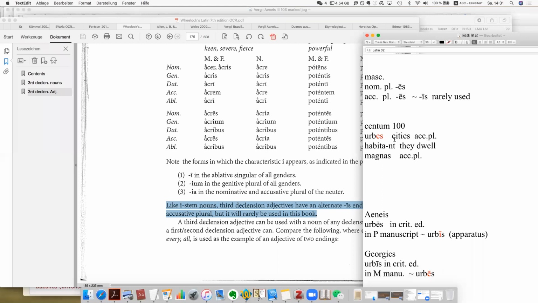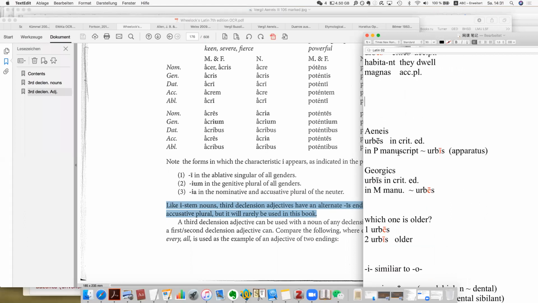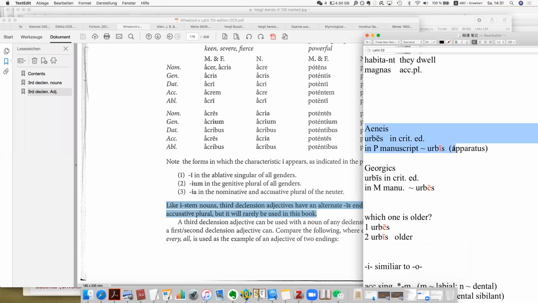And then we checked the critical edition, and it has a very interesting distribution. Why? Because in the Aeneid, for urbes, it is "es" in the critical edition, but in the apparatus, it mentions that it's written "is." But in the Georgics, it's the opposite. In the critical edition, it is written "is," but in the manuscript, it's written "es."